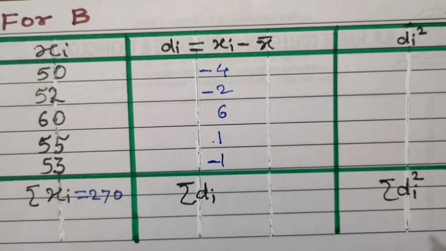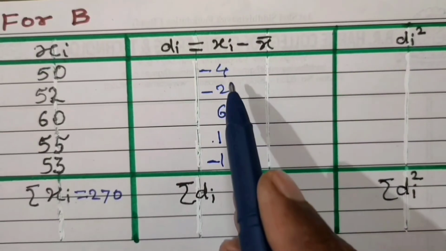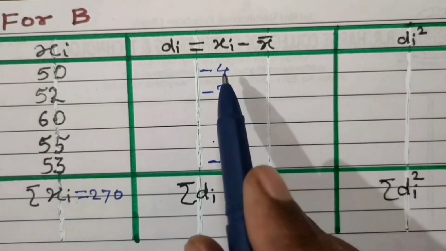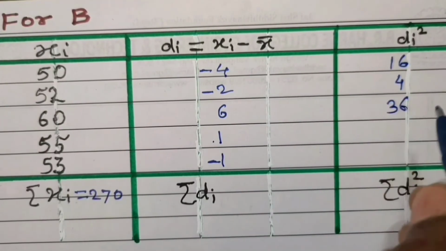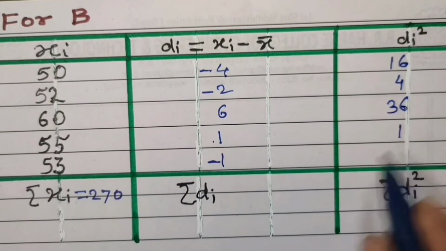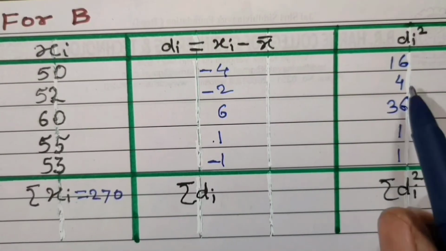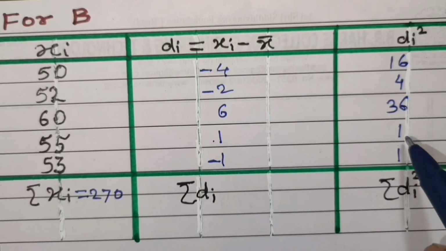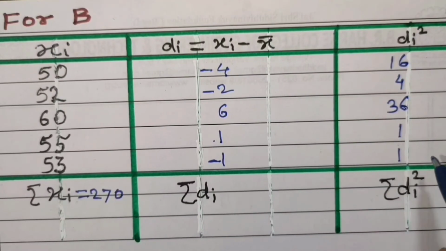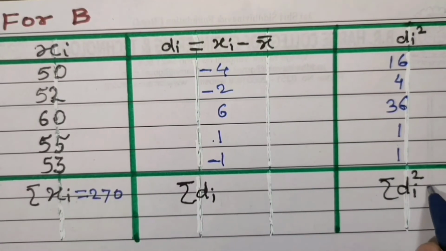And now di square, square of each element from this column. Minus 4 square is 16, minus 2 square is 4, 6 square is 36, 1 square is 1 and minus 1 square is also 1. Summation of all these values 16 plus 4 20 plus 36 56 plus 1 57 plus 1 58. So summation of di square is equal to 58.